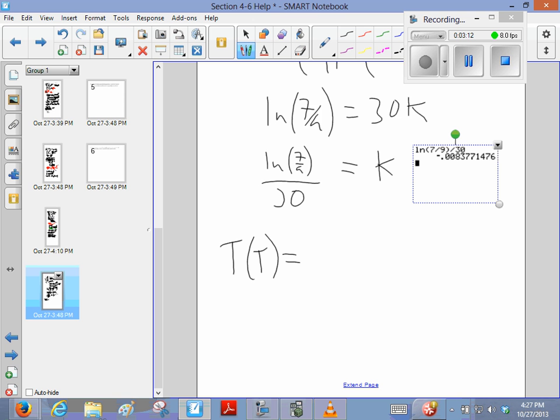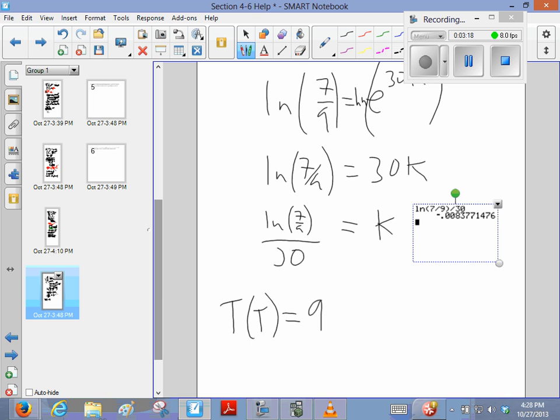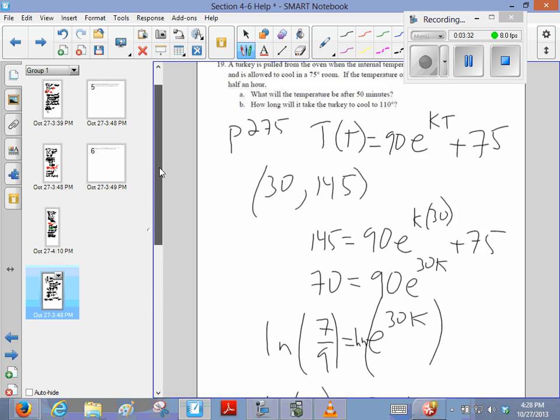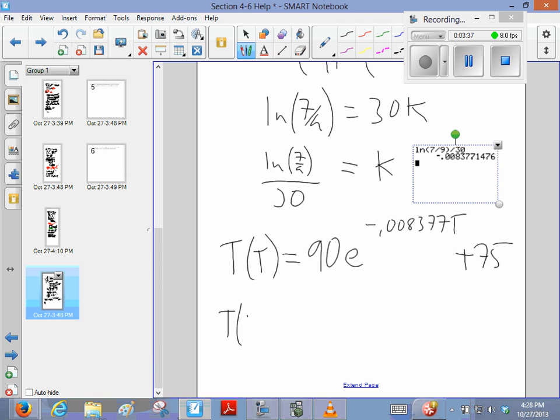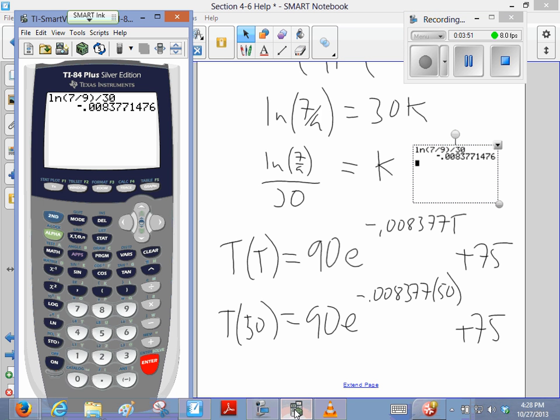T of t equals 90 e to the negative 0.008377 t plus 75. I have no idea how many decimal places to use. Okay, so that's our equation. Now, what would the temperature be after 50 minutes? Well, what's T of 50? We're just going to replace the t with 50 and evaluate that.